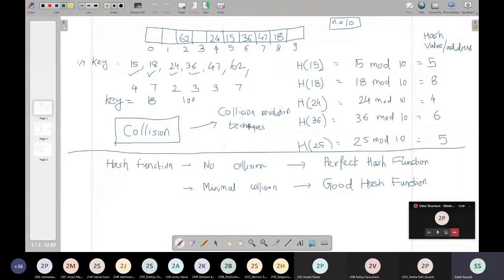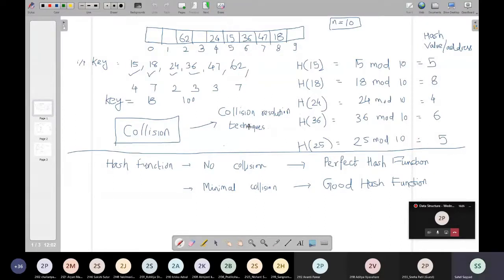Now, if we don't have any collision for a given input, then that particular hash function will be called a perfect hash function with respect to that input. If your input changes, sometimes it may happen that your perfect hash function will no longer remain perfect. Sometimes we may not get a perfect hash function, but we may have minimal collisions which are acceptable for us, which we can further resolve using a collision resolution technique. In such cases, we call that hash function a good hash function with respect to those key values.